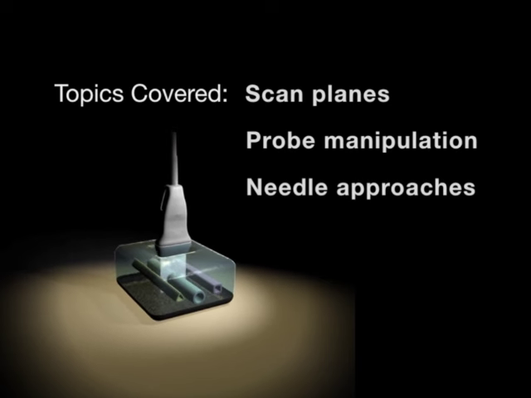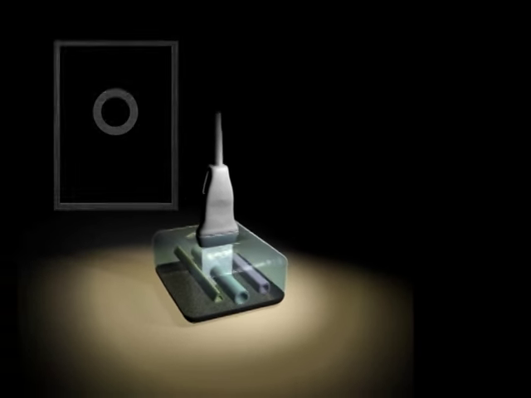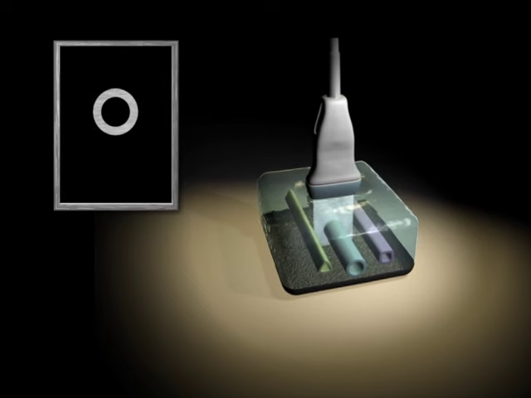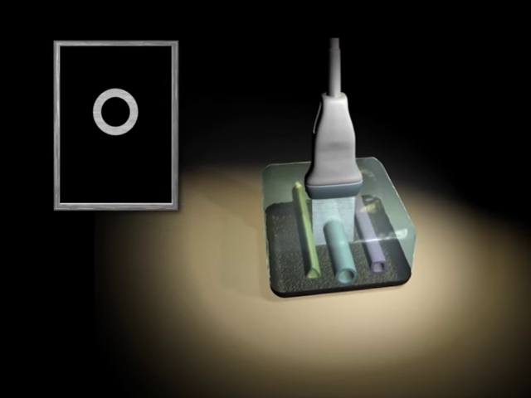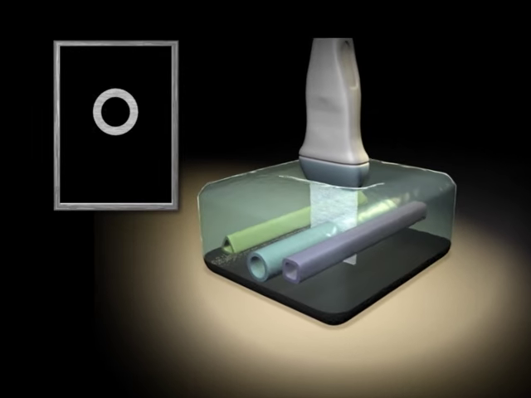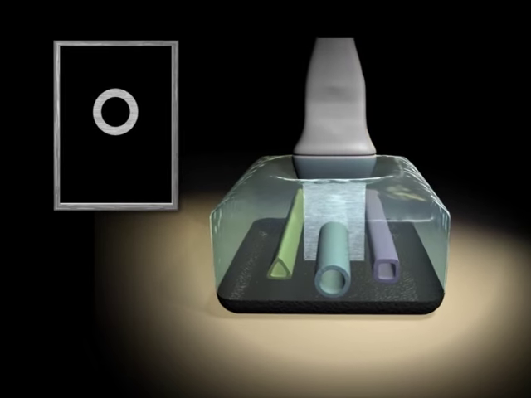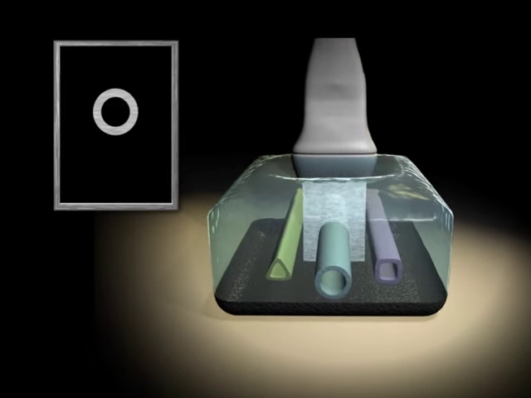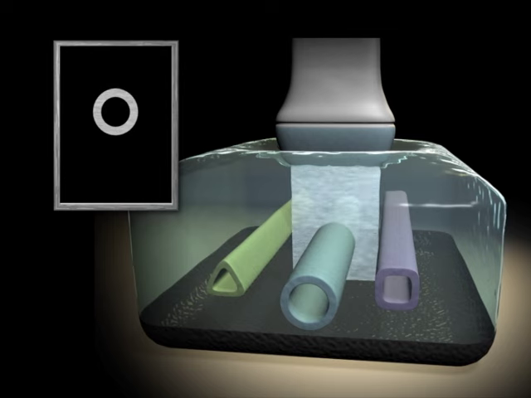In the following figures, we are looking at a schematic of an ultrasound transducer applied to a tissue-equivalent phantom with three different embedded objects. A depiction of the ultrasound screen is inset. We generally image long cylindrical structures with an ultrasound beam that is essentially planar.